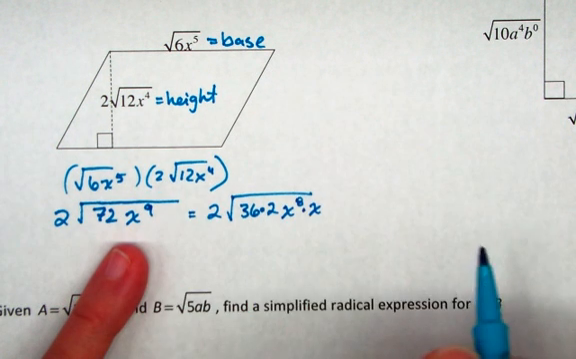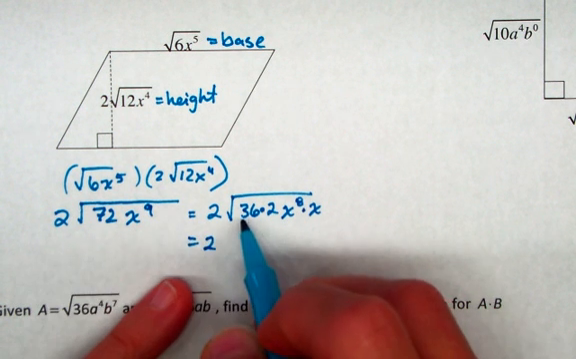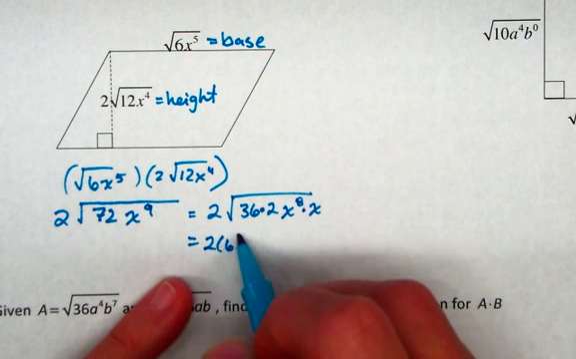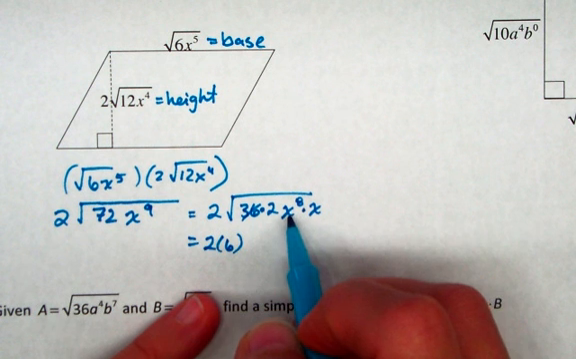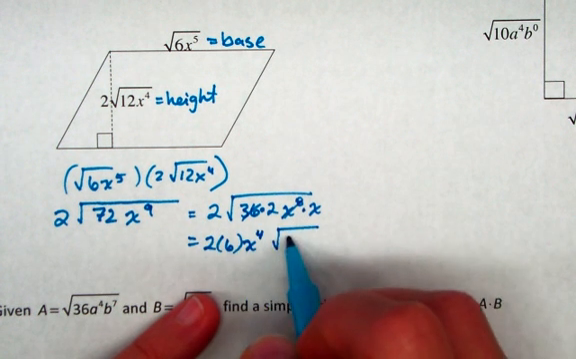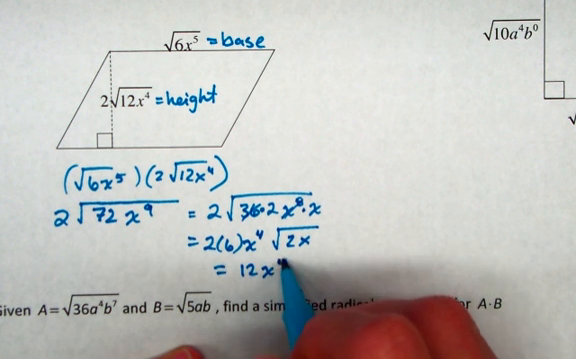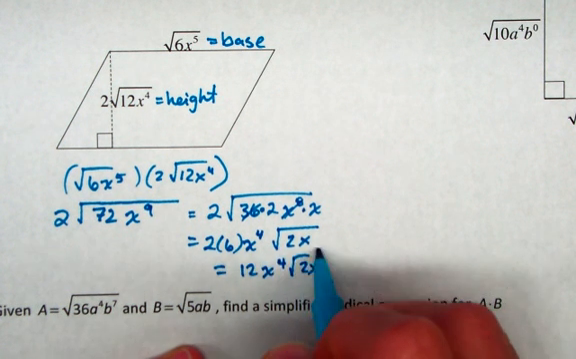And now I can evaluate here. I have the 2 still. The square root of 36 is 6. The square root of x to the 8th is x to the 4th. And then I'm still left with the root 2x. So this is 12x to the 4th root 2x.